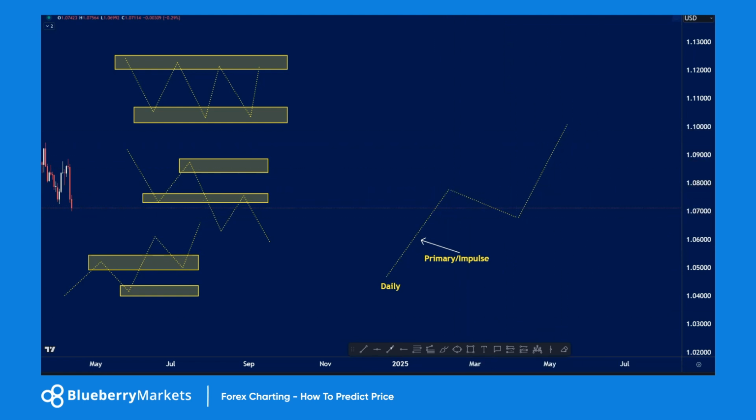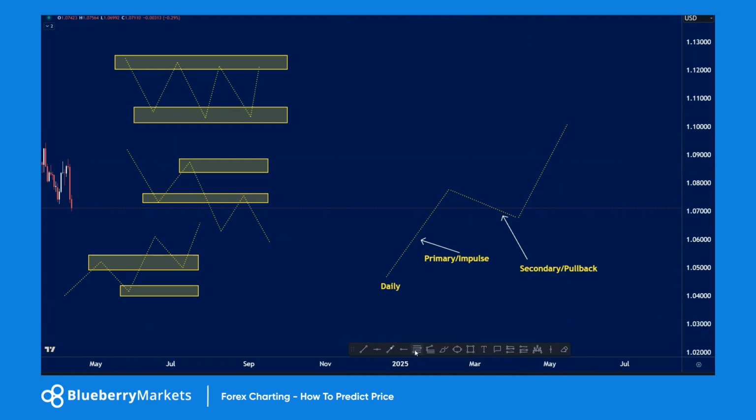The pullback phase is the secondary phase in the market. So I'm just going to put a secondary phase or pullback essentially. If I just get rid of this for a second, there we go. So this is the daily time frame. We have a primary phase, impulsive phase, primary phase.